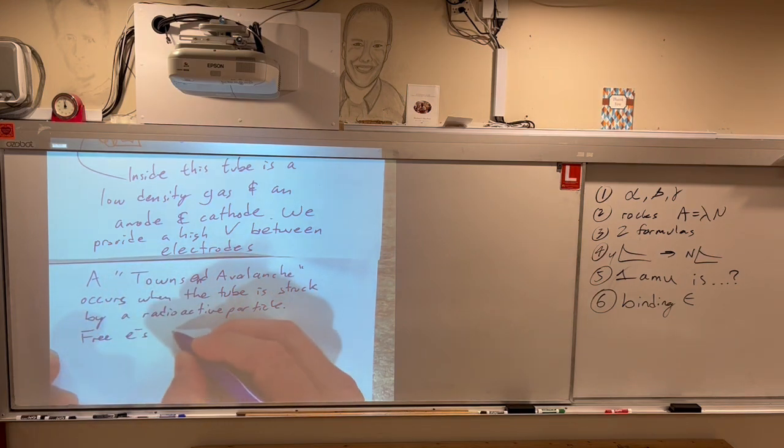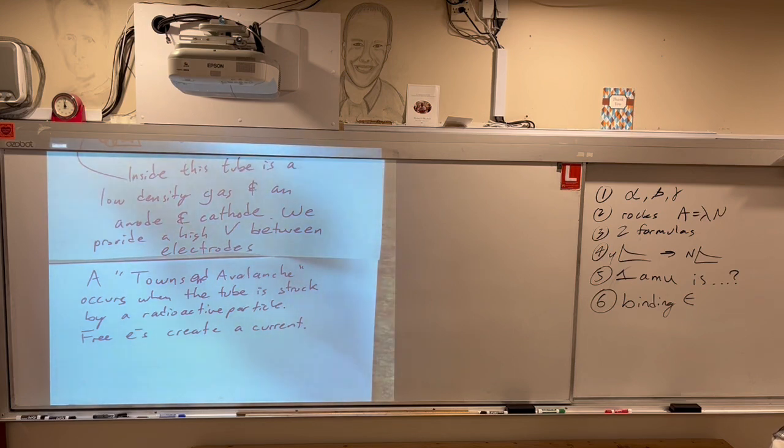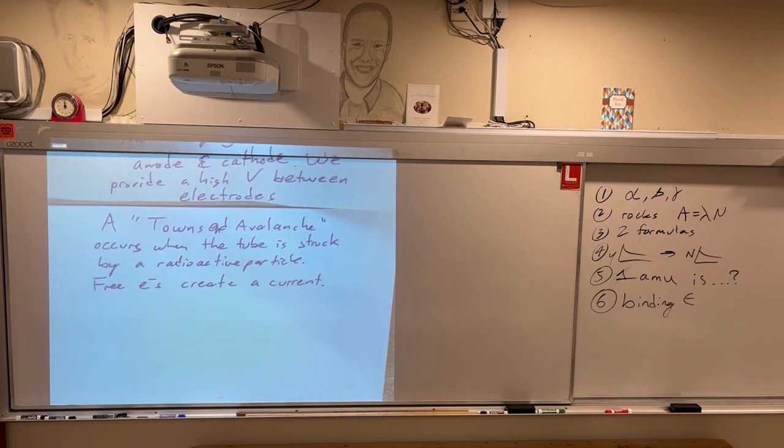So free electrons create a current. You've got these two electrodes with a big voltage between them, but there's nowhere for it to go. There are no free electrons for it to move through. But when the radioactive particle hits, you get an avalanche of free electrons, and then you get a current for a short time. We hook that up to a speaker, and when you get a current, you get a click. Then it goes click, click, click, click. So the Geiger counter tells us that every click is one particle decayed.